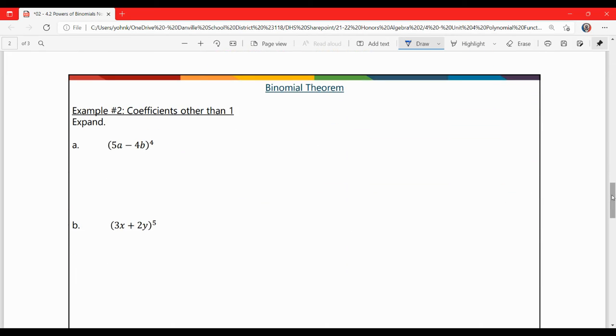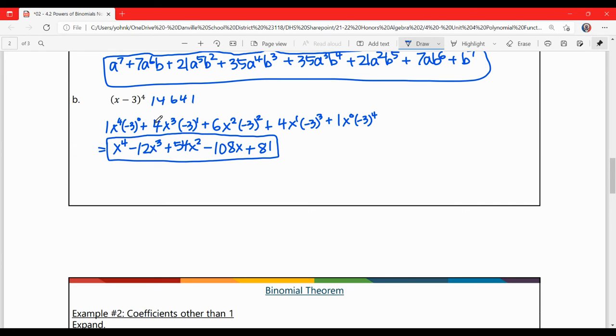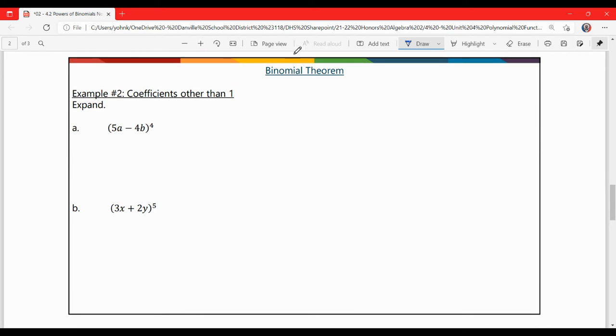All right, well, now we have coefficients other than 1. So now we're sticking numbers in front of the variables. Same process. So I need the 4th row, which we just did, was 1, 4, 6, 4, 1. All right, so I do 1. Then I do the first thing to the 4th power. So in this case, it's going to be 5 to the 4th, a to the 4th. And then I do the second thing to the 0 power.